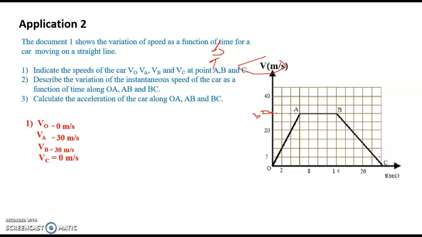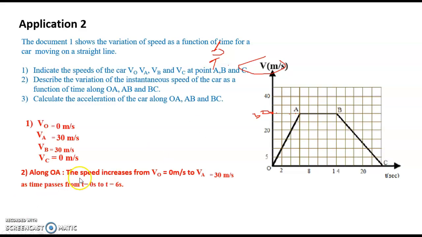Now, describe the variation of the instantaneous speed of the car as a function of time along OA, AB, and BC. So here we have three phases, three variations. We say that along OA, the speed increases from VO equals 0 meter per second to VA equals 30 meters per second as time passes from T equals 0 seconds to T equals 6 seconds. We can figure out here that the scale on the time axis is every 1 centimeter is 2 seconds. So here we have 2, 4, 6. So the instant TA is 6 seconds.